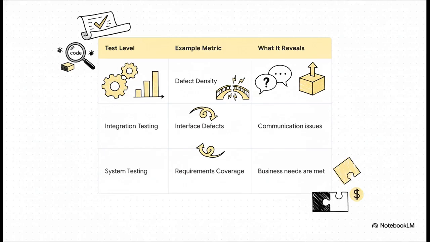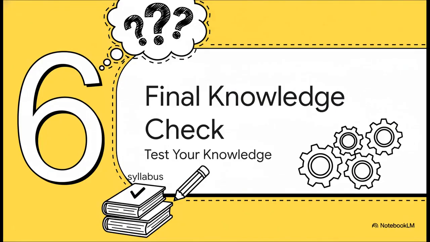Just check out this table. For component testing, a metric like defect density tells you a lot about the initial stability of that piece of code. But for integration testing, you care way more about the interface defect rate. Are the components actually talking to each other correctly? And then, later, at system testing, your focus shifts again, this time to something like requirements coverage. Are we even building what the business asked for? The metric has to match the mission. It's that simple.